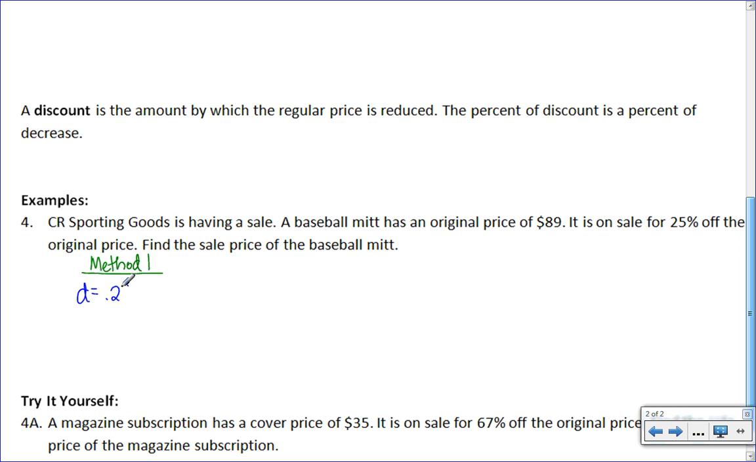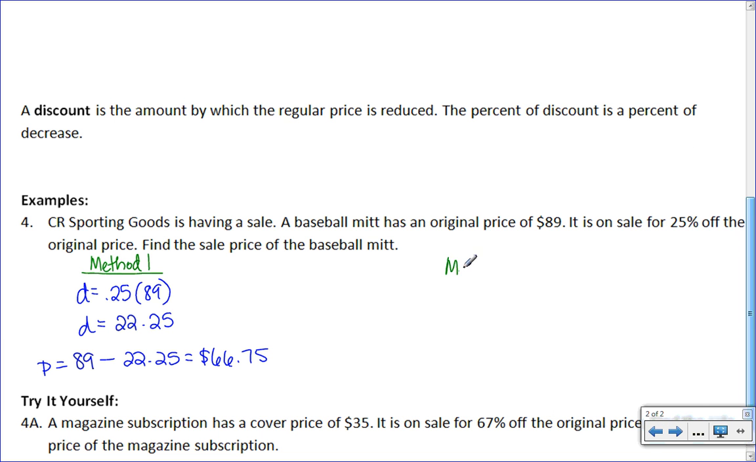So 25% as a decimal times the price. And when we multiply those, we get the discount here is $22.25. Well, this is the amount that's going to be taken off of the original price of $89. So the price is $89 minus $22.25. And when we subtract those, the price comes out to $66.75.